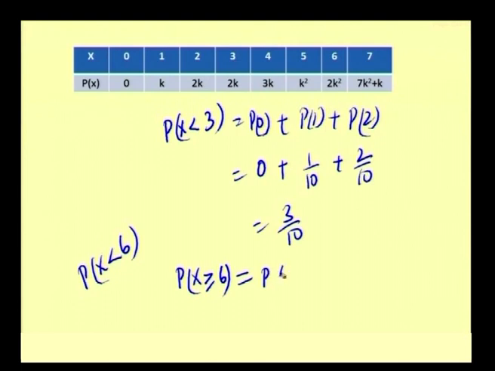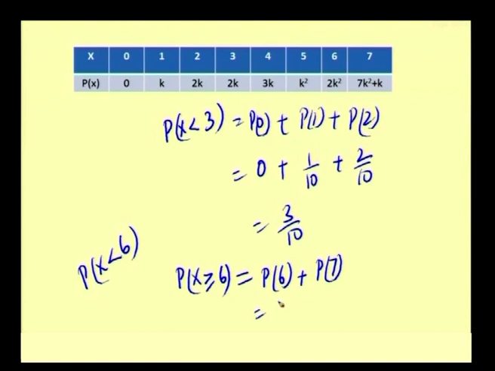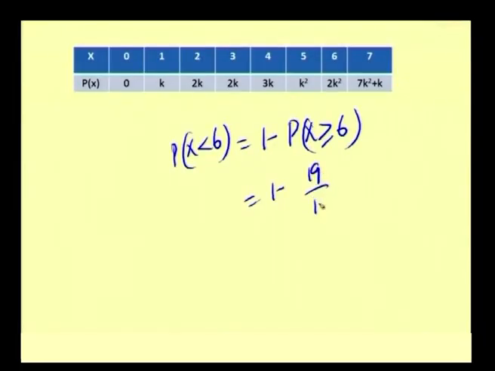Greater than or equal to 6 is nothing but p of 6 plus p of 7, where p of 6 is 2 by 100 and p of 7 is 17 by 100. So, when you add, 19 by 100 is your p of x greater than or equal to 6. So, how to find p of x less than 6? P of x less than 6 is nothing but 1 minus p of x greater than or equal to 6, using the complementary event. So, 1 minus 19 by 100 gives you 81 by 100.